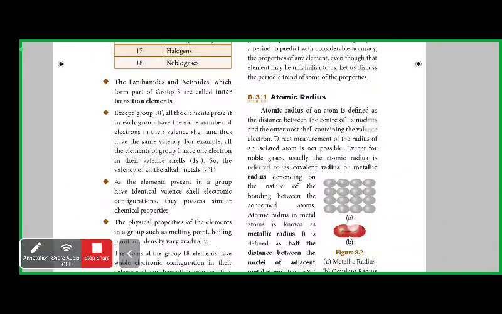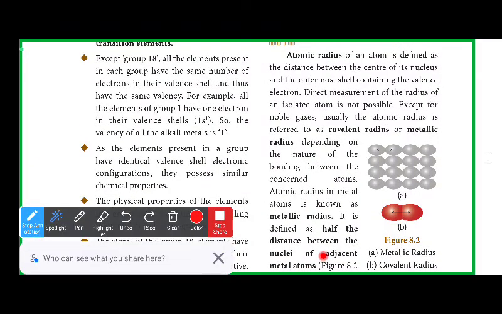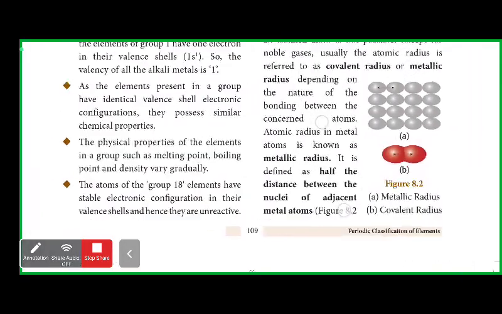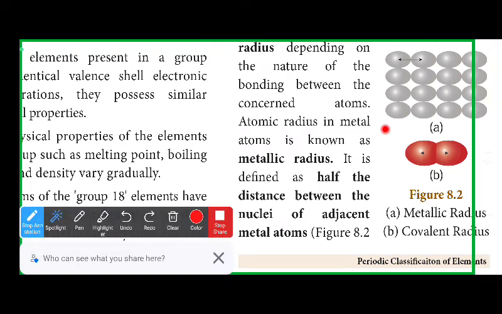Next we started with atomic radius. If it is metals, we call it metallic radius, right? If it is non-metals, then it is covalent radii. So what is this metallic radius? Atomic radius in metal atoms is known as metallic radius. It is defined as half the distance between the nuclei of adjacent metal atoms. Can you see these two adjacent atoms, half the distance. Okay.